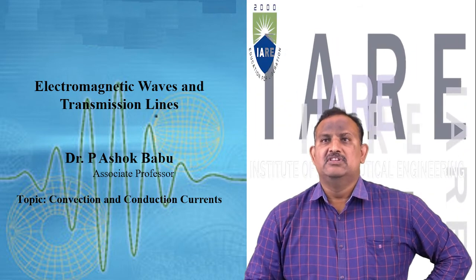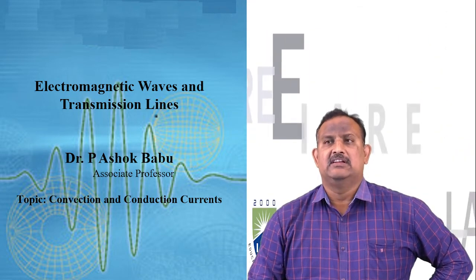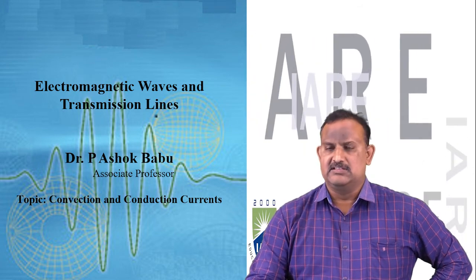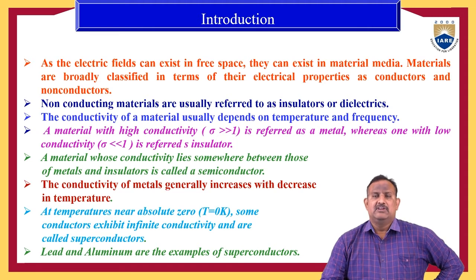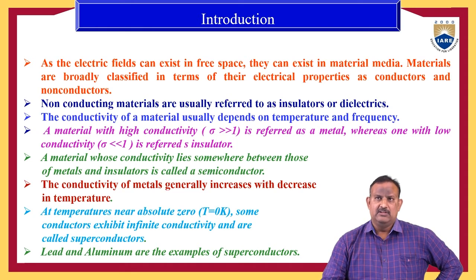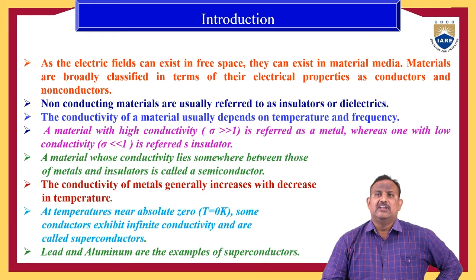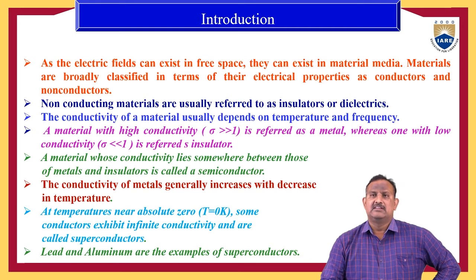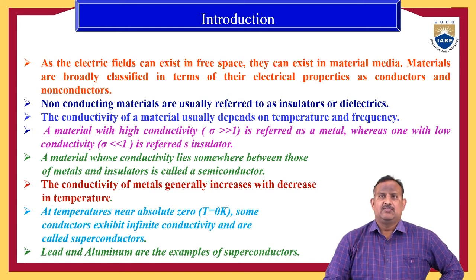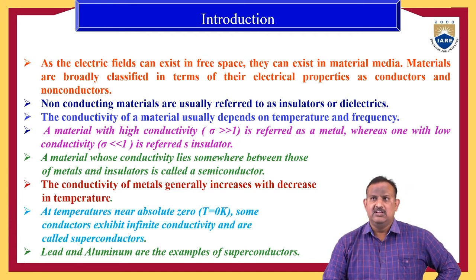So in this video I am going to discuss convection and conduction current densities. First of all, we will see what a convection current is and what a conduction current is. First we will define the different types of materials. After defining the different types of materials, we will define conduction current and convection current, conduction current density and convection current density.